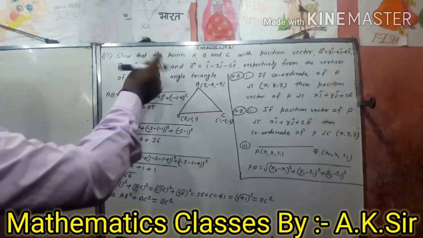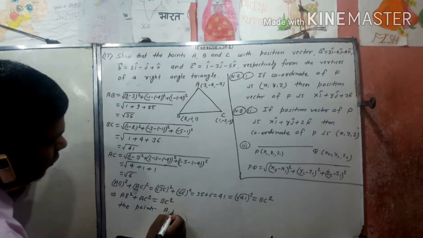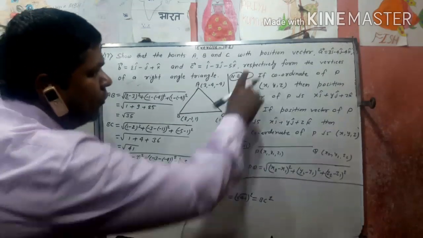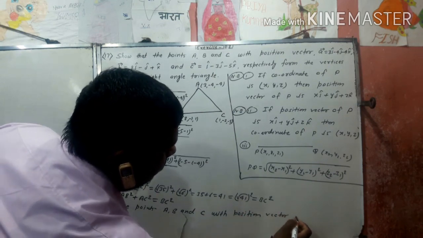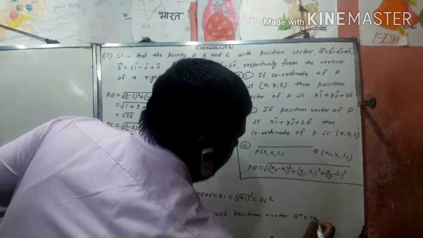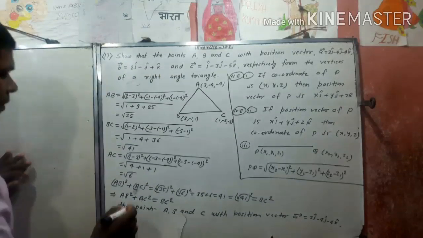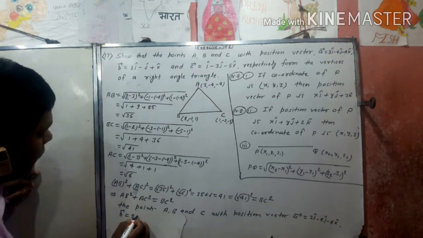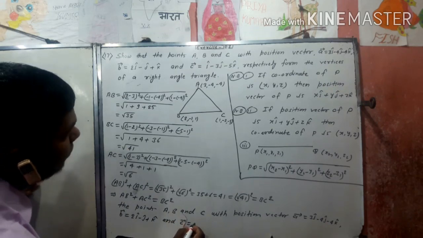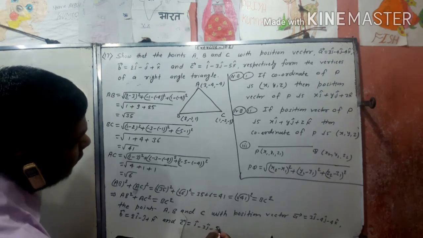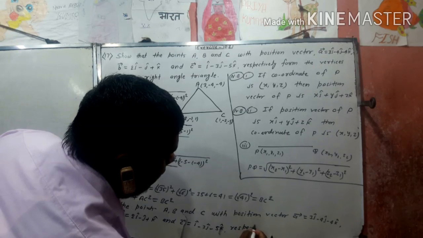Then we can see the points A, B and C with position vectors: A vector is equal to 3i cap minus 4j cap minus 4k cap, B vector is equal to 2i cap minus j cap plus k cap, and C vector is equal to i cap minus 3j cap minus 5k cap, respectively.